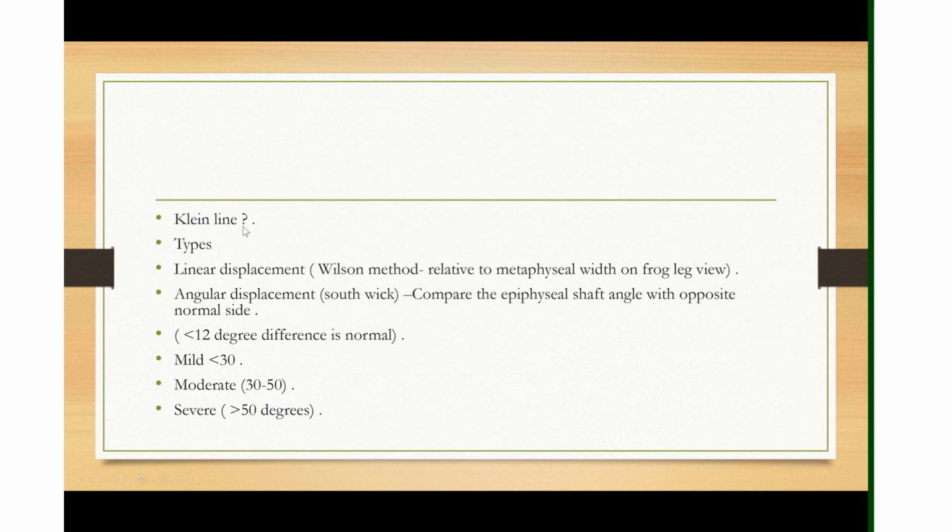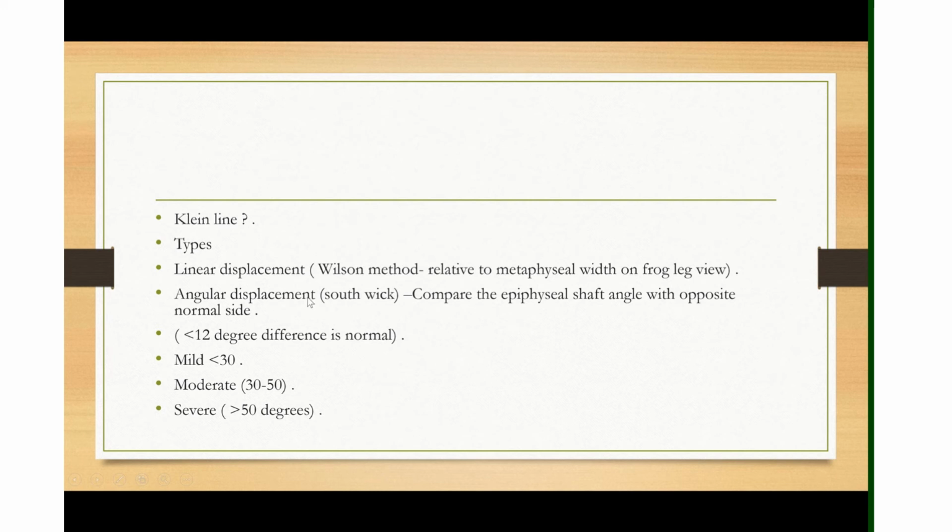We draw a line along the lateral femoral neck. We see if it is cutting a part of the epiphysis. If it is not cutting the epiphysis, then it's likely to be displaced medially. There are two types of displacement. Linear displacement: we measure the medial displacement of the epiphysis with respect to the metaphyseal width on frog leg view.